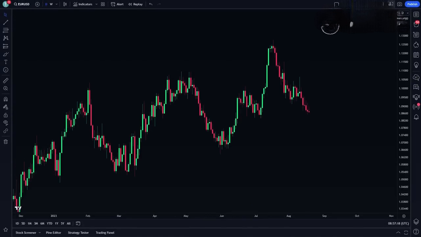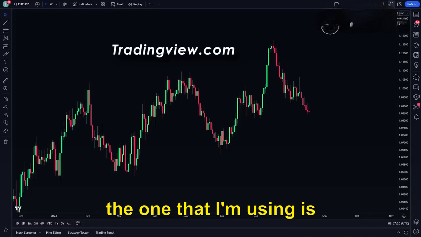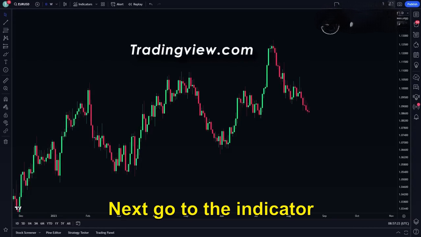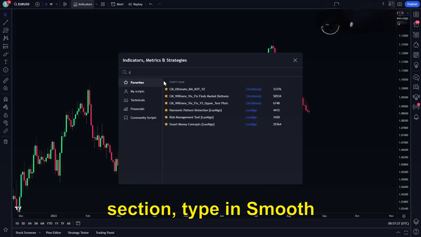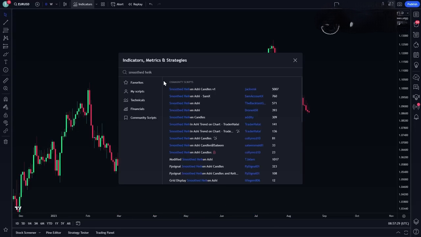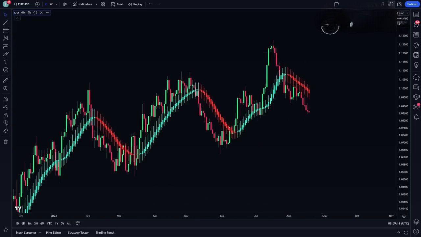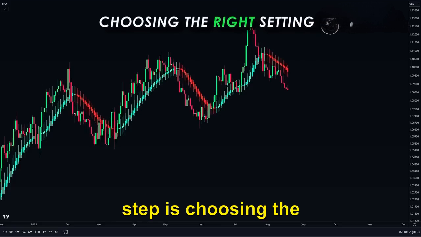Now, I'm going to show you how to apply the Smooth Heikin Ashi indicator onto your chart. You can use any charting platform, but the one that I'm using is tradingview.com. Next, go to the indicator section, type in Smooth Heikin Ashi, and there, you can choose any one of these different options.